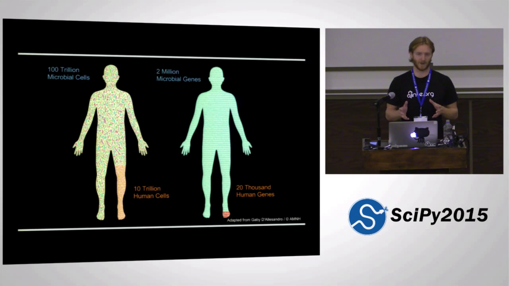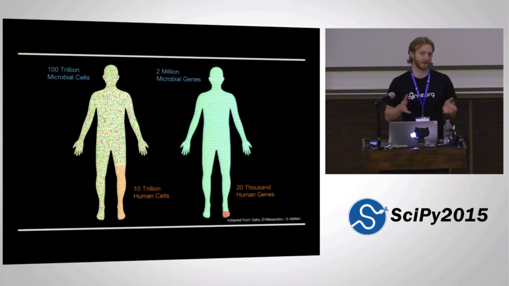So you have about 10 trillion human cells in your body. You have 100 trillion microbial cells in your body. This amounts to actually about 4 to 5 pounds of your mass. The reason it's a low number like that is that the cells are actually quite a bit smaller than your cells. But more importantly than the cell count is what these cells are actually able to do.